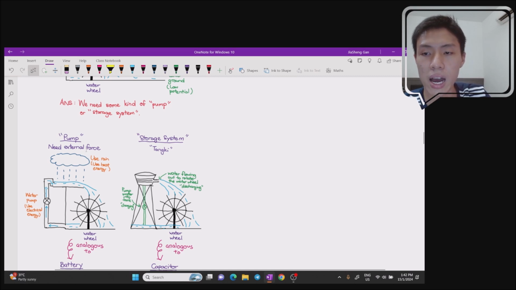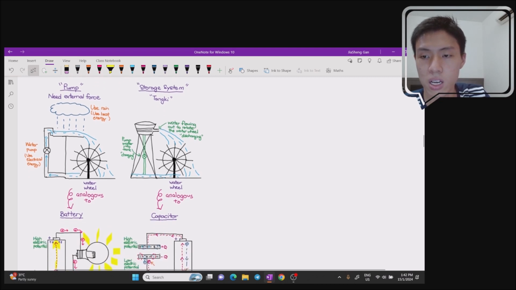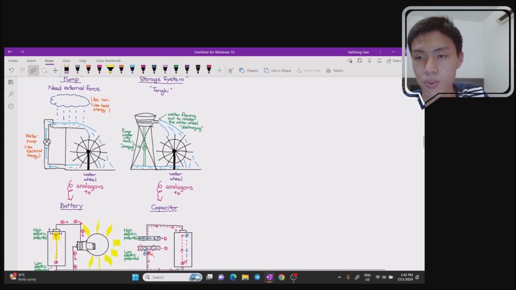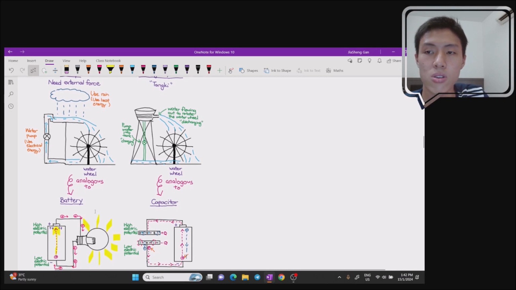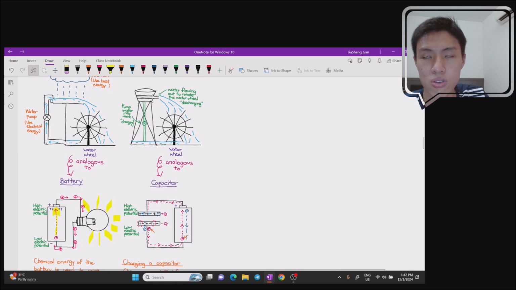So I will do a comparison. How can we think of this pump system here? How does it relate to an electrical circuit? If it's a storage system, how can we think of it in the electrical circuit sense? So if it's a pump, where you have a pump bringing water to higher ground, you can think of the pump similar to a battery. A battery actually functions similar to a pump.